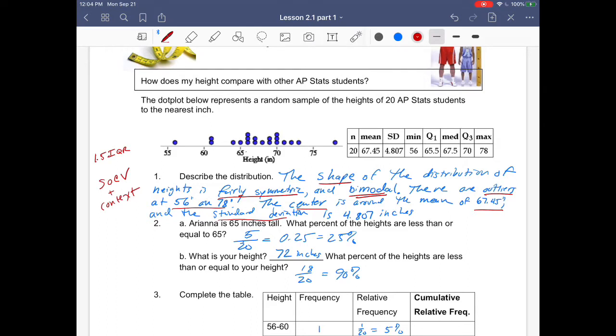Next, Ariana. She is 65 inches tall. What percentage of the heights are less than or equal to 65? There are 5 people that are 65 or fewer inches tall, so that means it's 25%, 5 out of 20. And I made up a height of 72 inches to use for part B. What percent of the heights are less than or equal to that? In this particular case, 90.